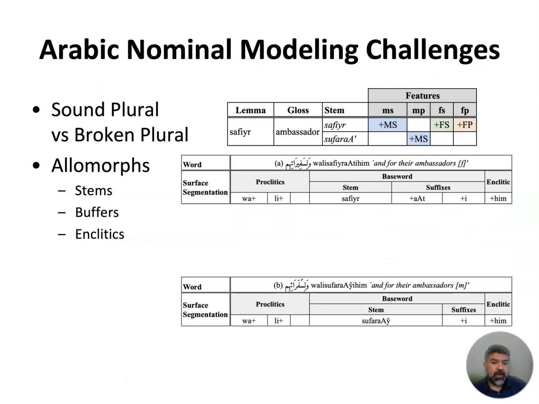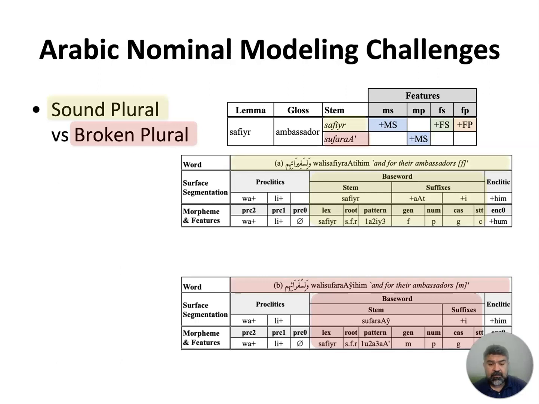Now, when we put it all together, let's take this example, which we use in the paper, of the ambassador example, where there is Safir and Sufara. And the two examples we contrast are both in English we translate as "and for their ambassadors," except the top one is feminine, the bottom one is masculine. وَلِسَفِيرَاتِهِمْ وَلِسُفَرَائِهِمْ.